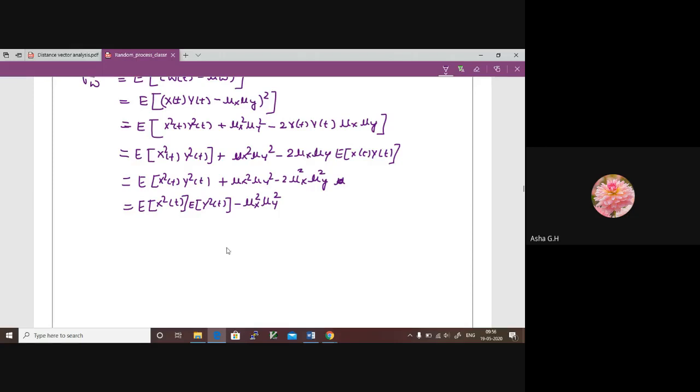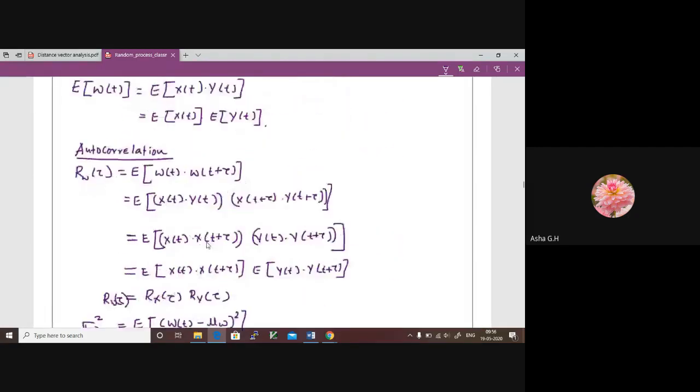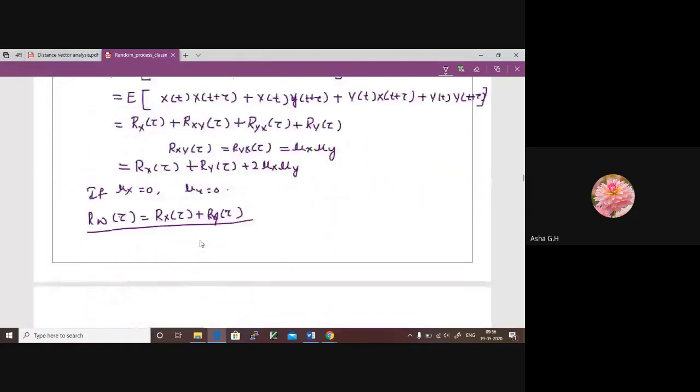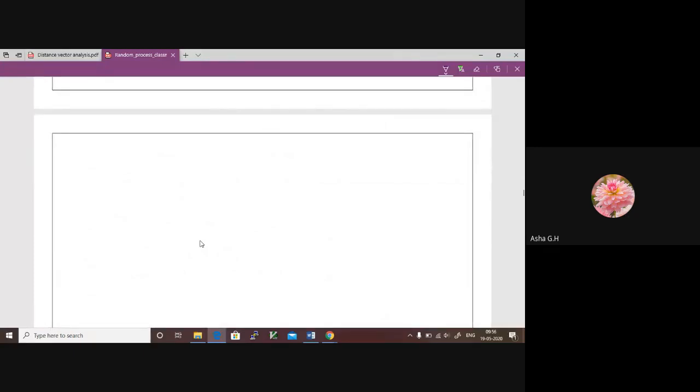Addition and multiplication of random processes and the related parameters are clear. Okay, now let's go to the next topic. The next topic is ergodic random process.